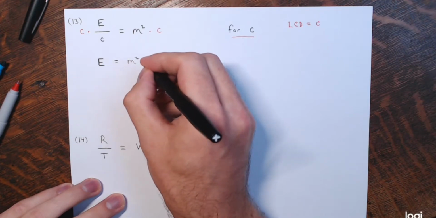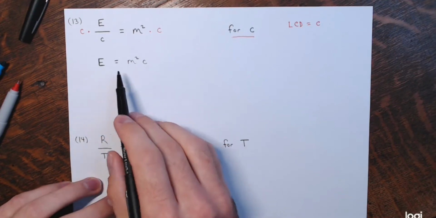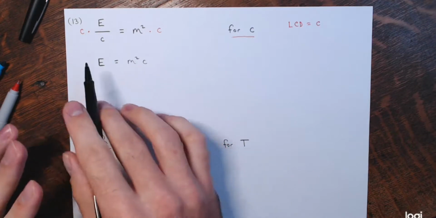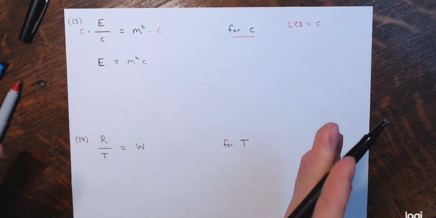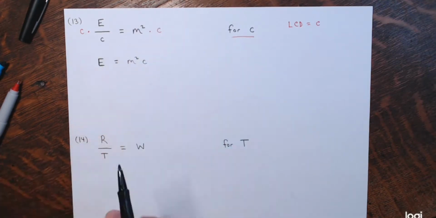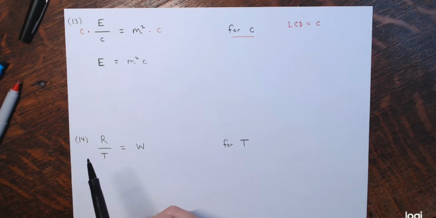times c. And I know they're trying to trip you up here, saying, hey, it should be e equals mc squared, not m squared c. It doesn't matter. This isn't a physics problem, all right? So e equals m squared c is correct for this problem, and these variables don't have any meaning at the moment.